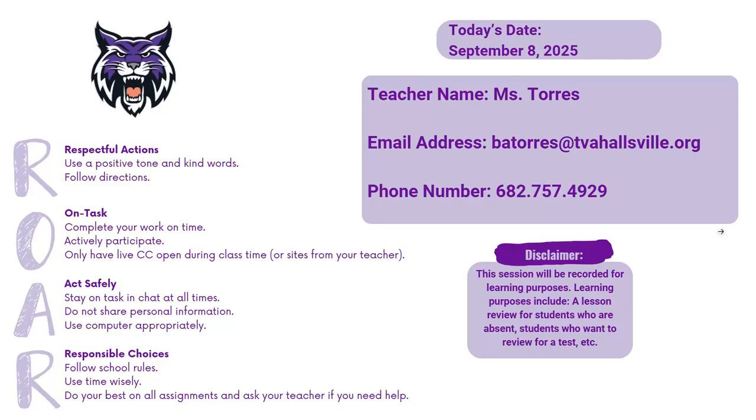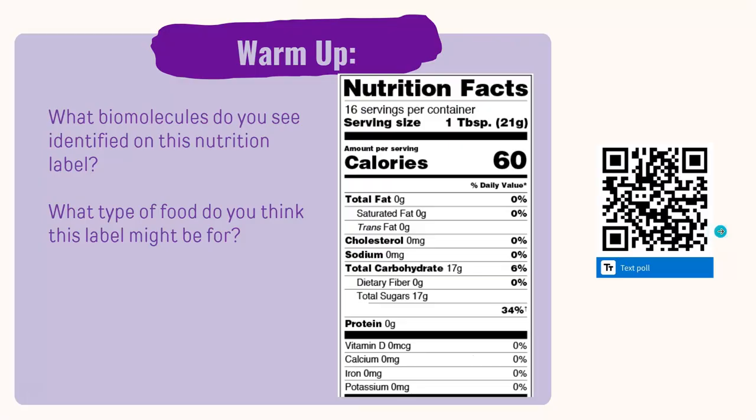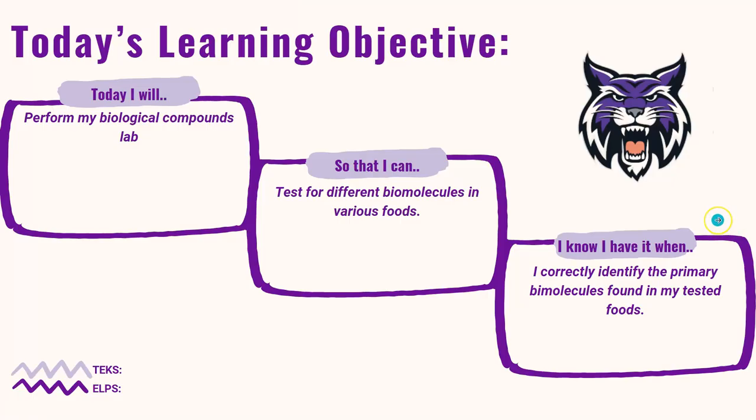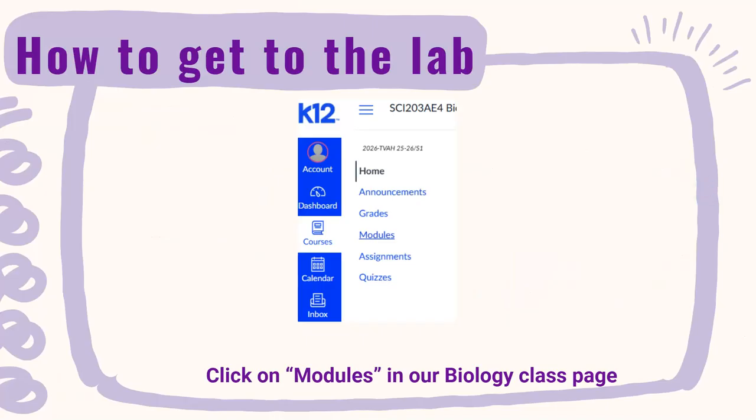Today we are doing Lab 2.04 or 2.06. I'm not sure at this point, but let's go ahead and begin. So here's the warm-up. We're going to skip through this because you're not able to participate with it. So today I will perform my biological compounds lab so that I can test for different biomolecules in various foods. I know I have it when I can correctly identify the primary biomolecules found in my tested foods.